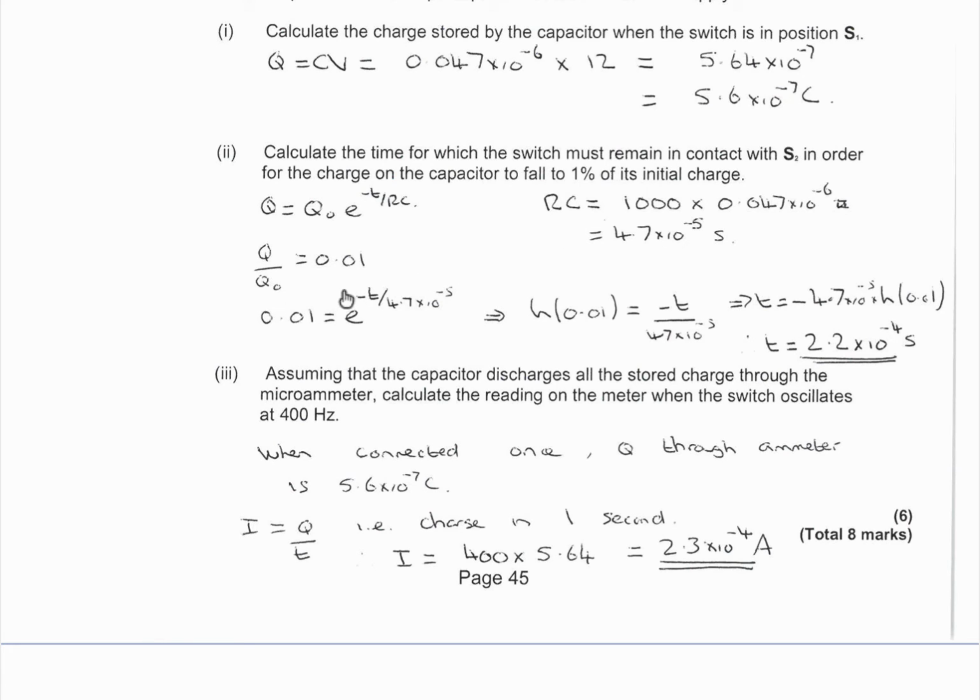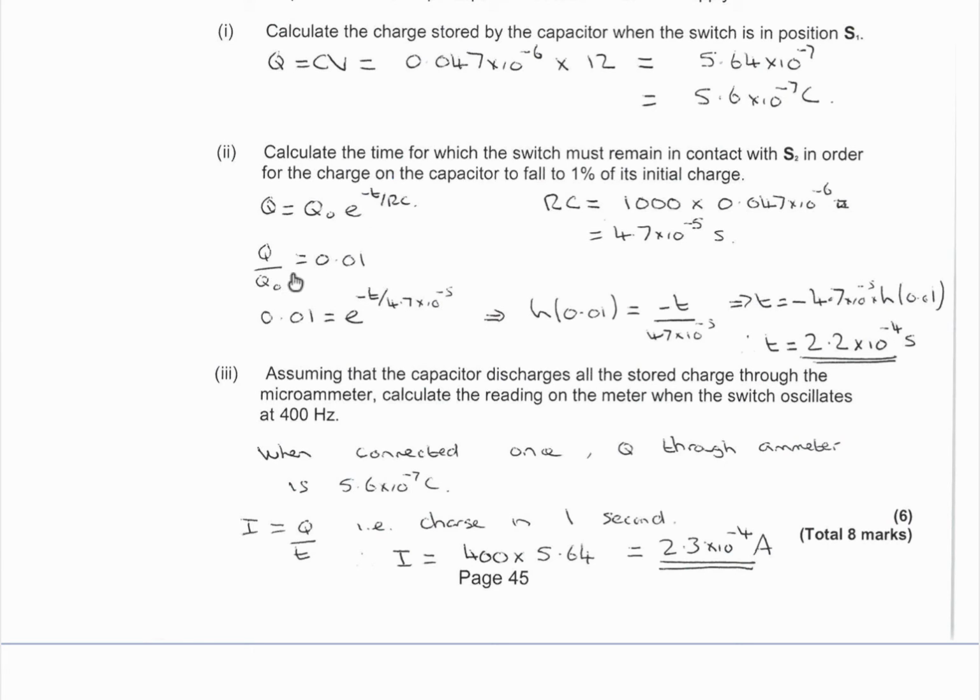Now, that's the amount of time it takes to fall down to 37% or 36.8% of its initial value. That's not the time that I want. What I now need to do is take this equation and work out the amount of time it takes to fall down to 1%.